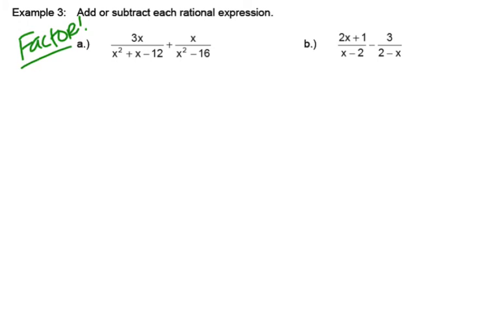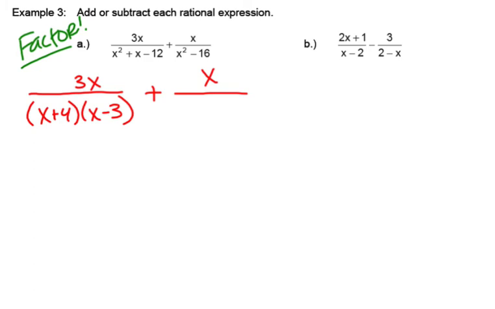So I'm going to take my numerator. Can't really do a whole lot with that. It's just a 3x. All over, well, what's on the bottom? I'm going to factor this. Multiplies to 12, adds to a positive 1. That's positive 4 and negative 3. And I'm adding this now to x over x squared minus 16. Well, that's a difference of perfect squares. x plus 4, x minus 4.